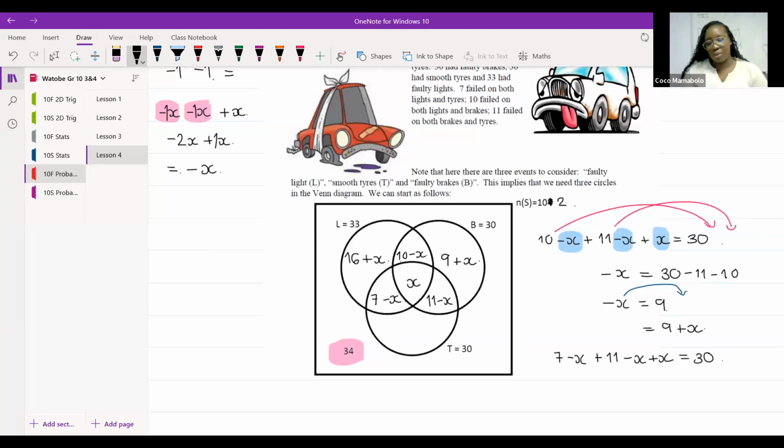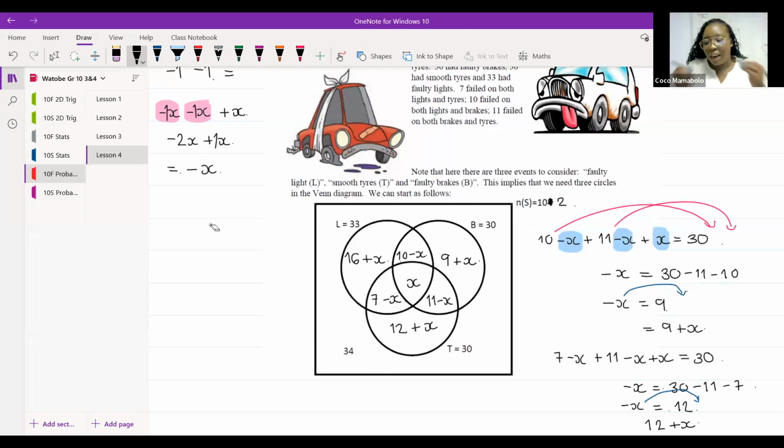And then we're just going to transpose, right? I know I'm going to end up with negative x is equal to 30 minus 11 minus 7. Right? So negative x is equal to how much? 18. Oh, not 13. Check again. Oh, 12. 12, good. So negative x is equal to 12, but we don't know what the whole circle is equal to. So we're going to take negative x over to the other side, and it's going to become 12 plus x. Plus x, beautiful. 12 plus x.